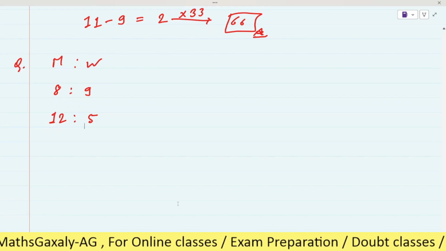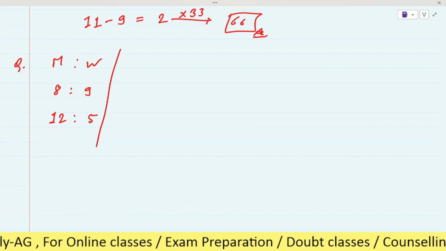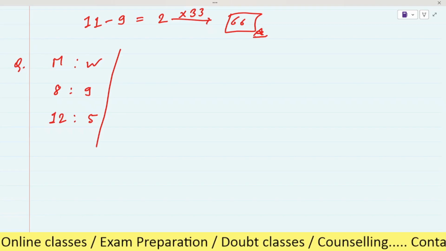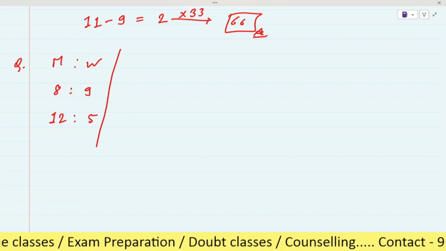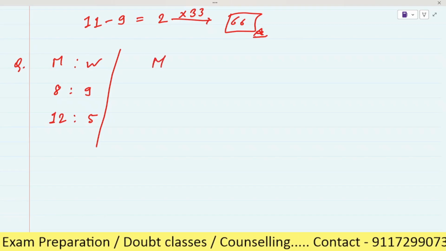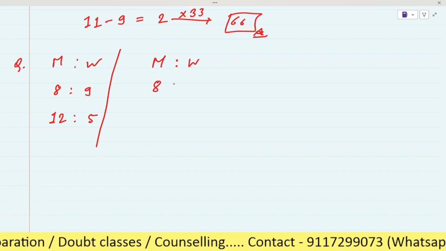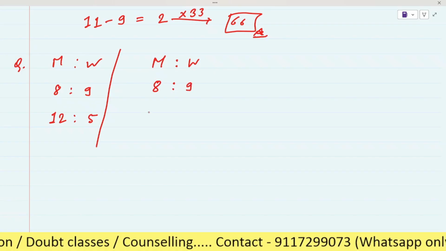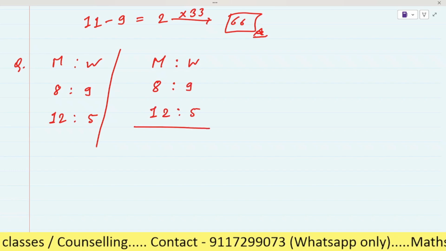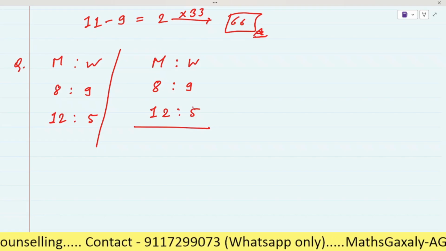Okay, Shraddha, no problem. Let's see how you will do this type of question. As it says, two vessels contain equal quantity of mixture, and this is the mixture of milk and water. So here you will write milk is to water. In the first container it is 8 is to 9 and in the second container it is 12 is to 5, right?